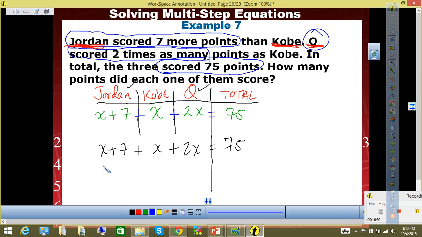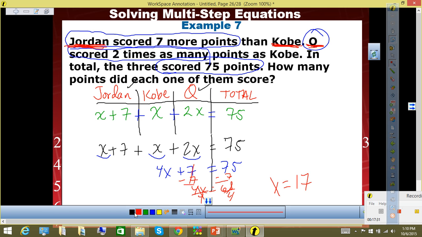So, first of all, who saw that we can combine like terms here? That is 4X plus 7 equals 75. From there, subtract 7, 4X equals 68. Divide by 4, X equals 17. Therefore, who's X? Kobe, 17. Jordan, 7 more than him, 24. And Q, twice as much as him, 34. And those are the scores for each one of them.